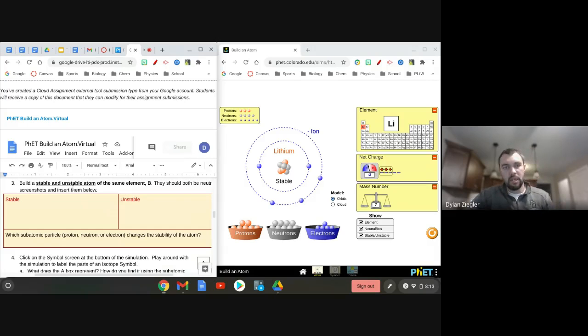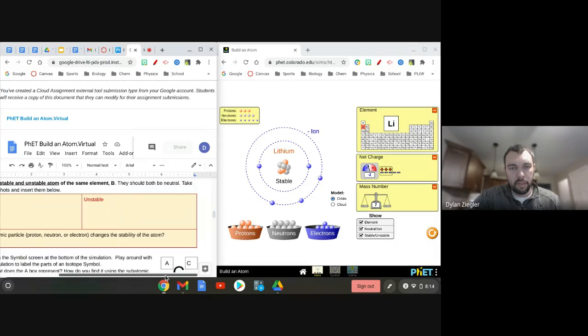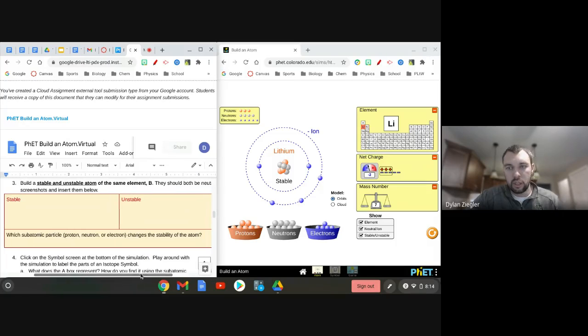Build a stable and unstable atom of the same element B. They should both be neutral. Take a screenshot.